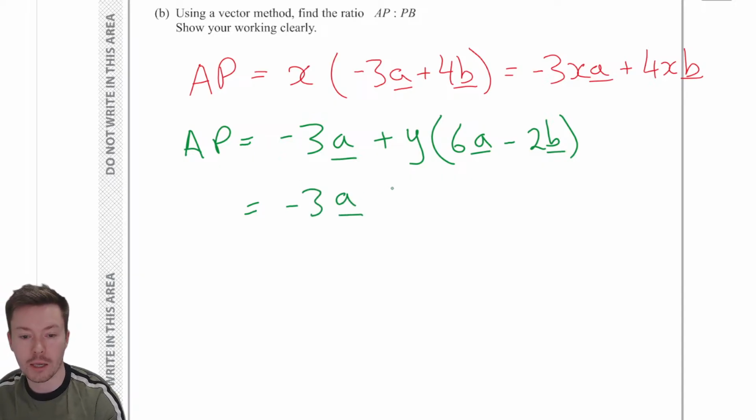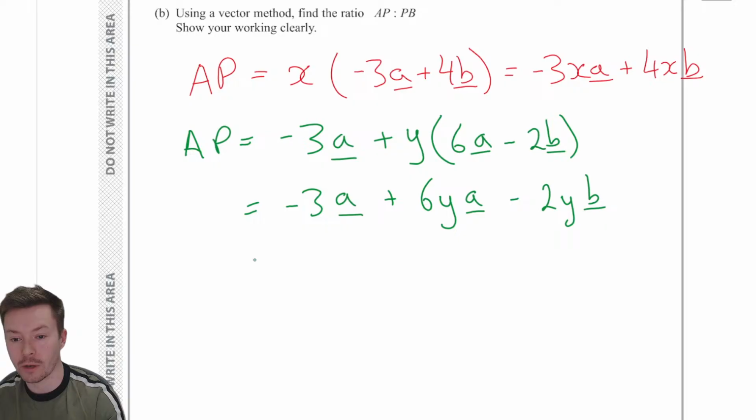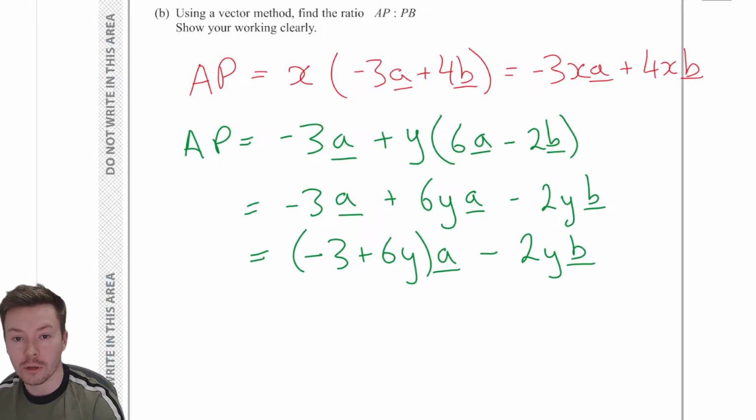So I'm going to expand this again and simplify. So we've got minus 3A plus 6yA minus 2yB. And then what I'm going to do is collect my A terms and factorize. So I'm going to get this as minus 3 plus 6y A and then minus 2yB. What we're then going to do, and I'm going to use a highlighter here, is look at the A coefficients, so minus 3x and this minus 3 plus 6y, they have to be the same.